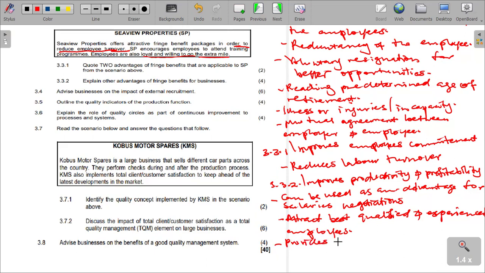It provides tax deductions to businesses. Businesses can have tax deductions. That is also another advantage.